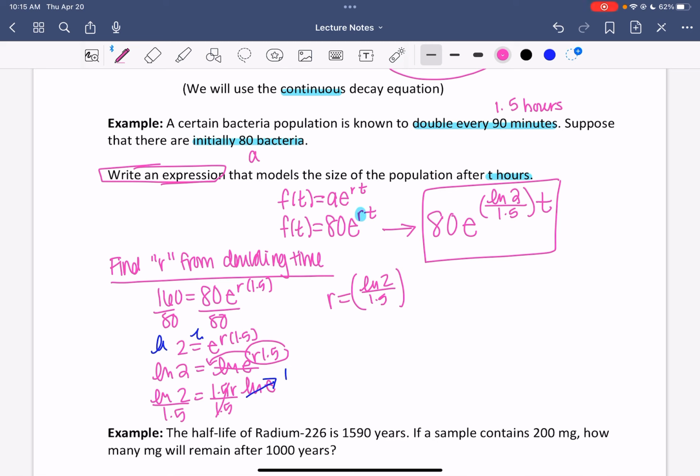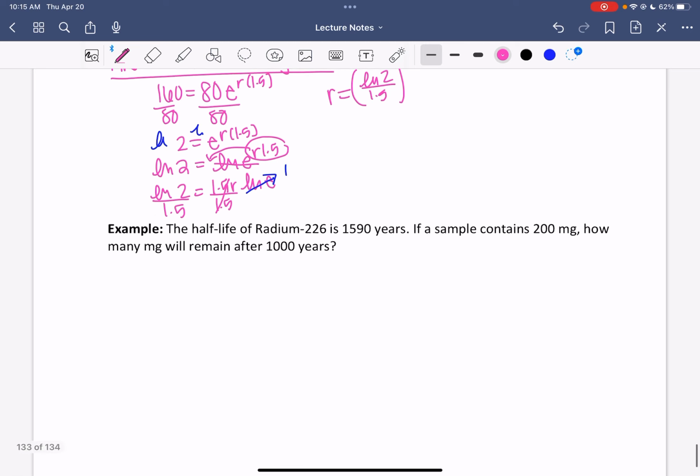Let's keep working through some examples. Really, the main point of what we're going to look at here is we're going to work through some different situations: what information is being given, and then how can we fit that into the equations that we know.